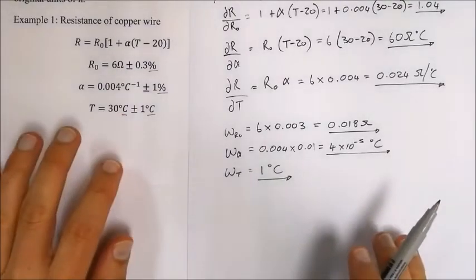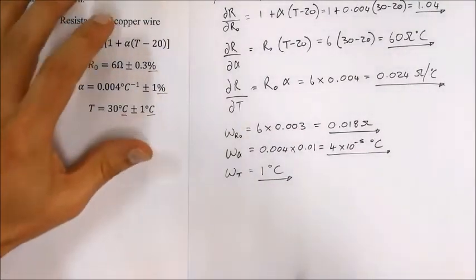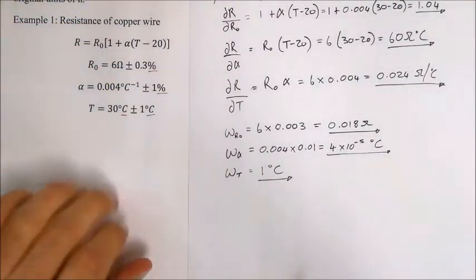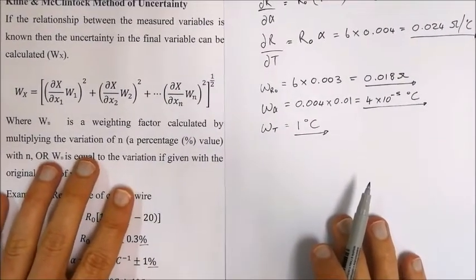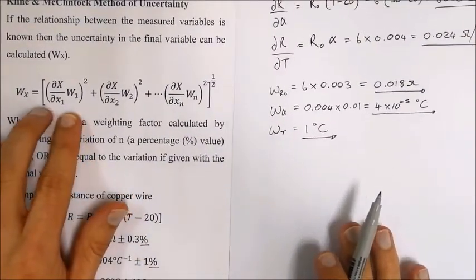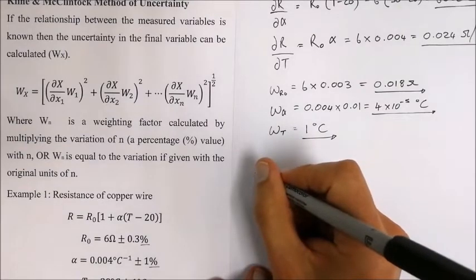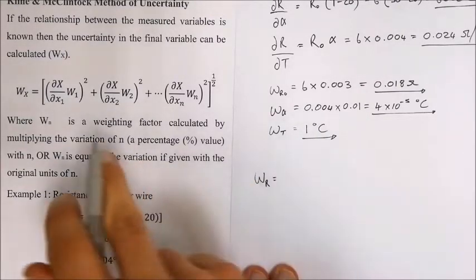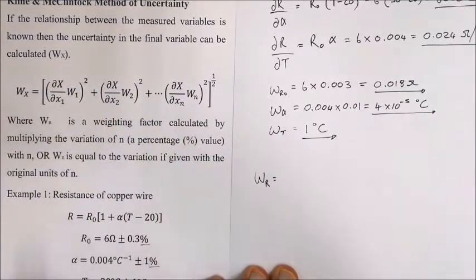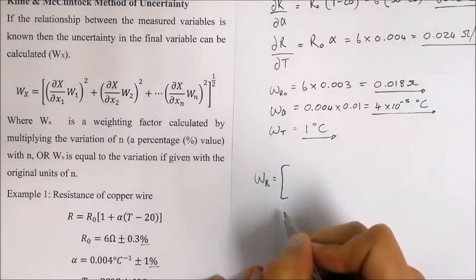Okay. Now that we've calculated all this and we've got all the values that we needed from this example, we're going to go back to this equation over here for the Kline McKlintock method of uncertainty. And that's what we're going to now calculate. We're going to call it WR, and that's equal to this equation here. So let's put that into perspective with the values that we've got over here.